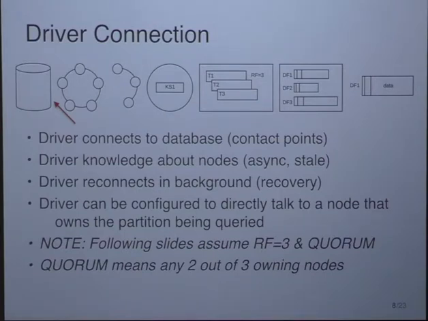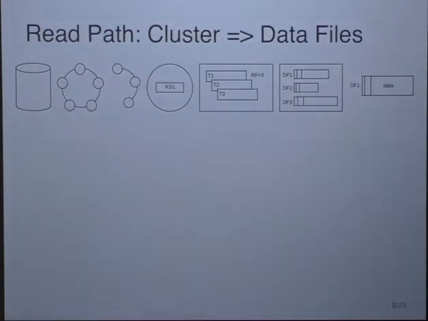And you can configure the driver to talk directly to a node that owns the piece of data you're querying for. We'll get to that later. All of the slides assume RF equals 3, replication factor equals 3, and the consistency level that we're doing all our queries and writes at is quorum. Quorum means any 2 out of the 3 owning nodes need to respond.